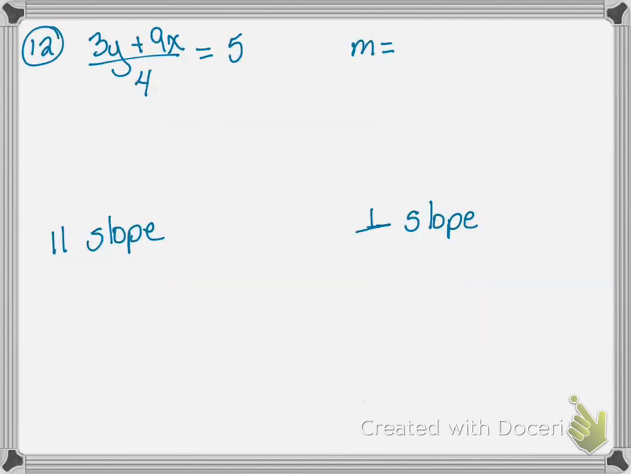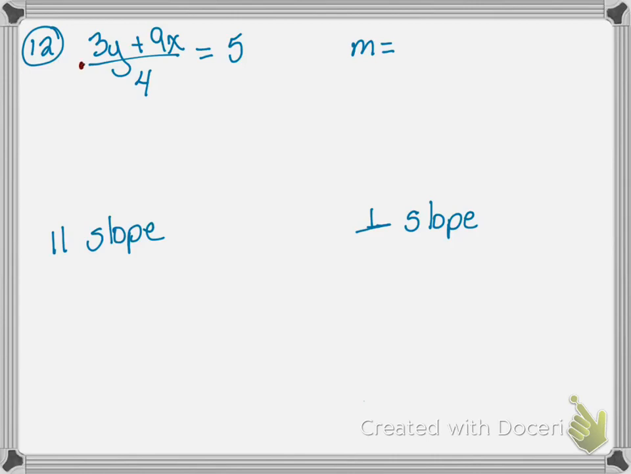Now, let's move on to number 12. So number 12, we have an x and y. Both my x and my y is raised to the first power. So we are talking about something that's linear. And the directions to number 12 say, consider the line 3y plus 9x, that whole quantity over 4, equals 5. So the first thing that we're going to do is put that in y equals mx plus b format because we really can't do much with this right here.